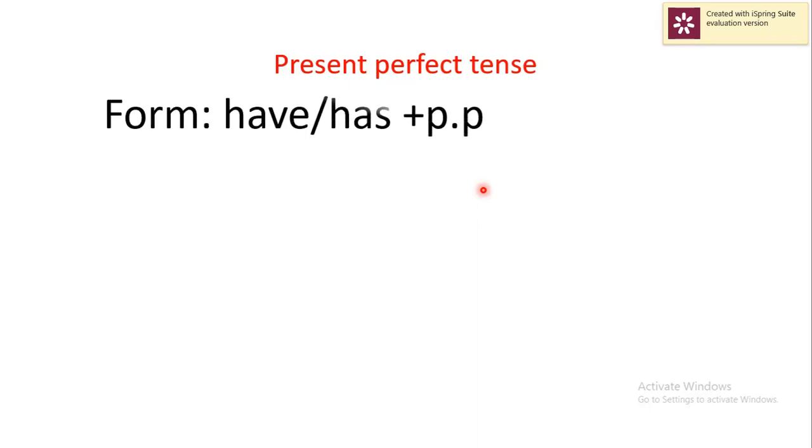So it is have or has plus the past participle, and as you know, the past participle is verb 3, which is the third form of the verb. Of course you know that have takes I, we, they, and you, while has takes, let me listen to your answers. It, he, and she. Very good, students. Now, this was the form of the present perfect tense.